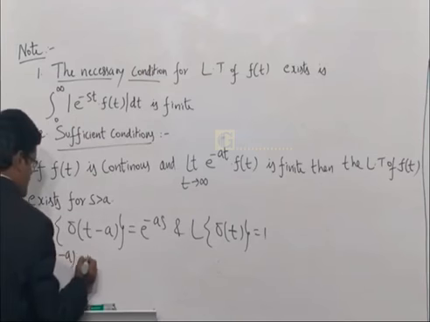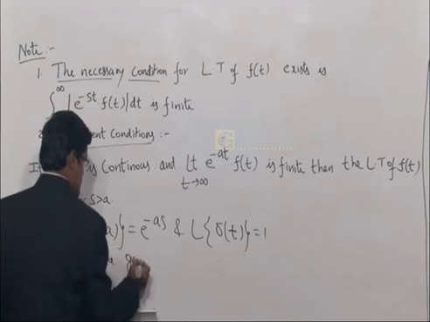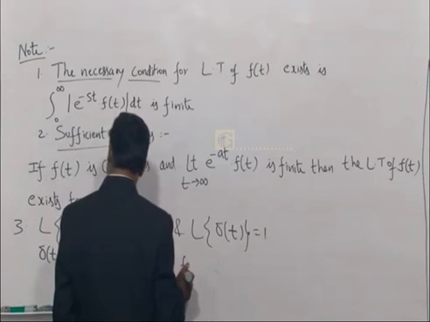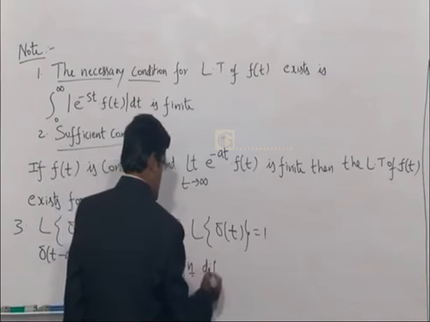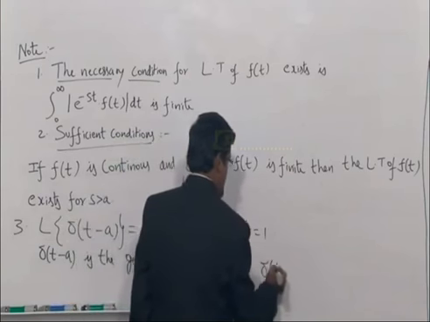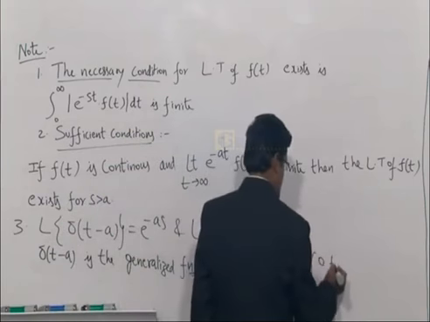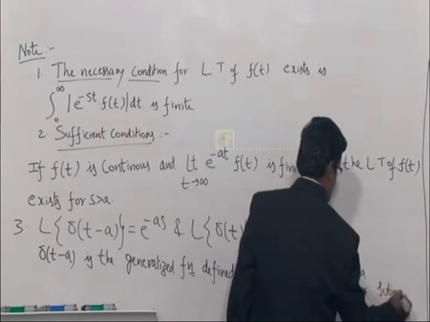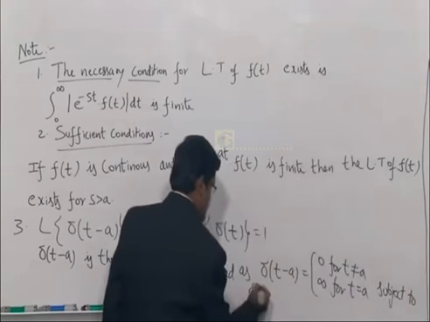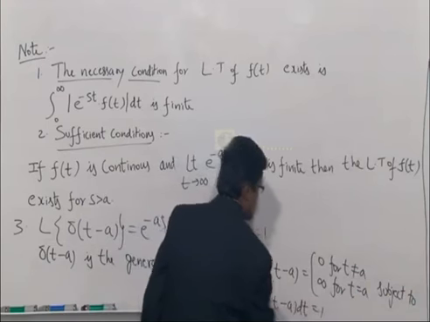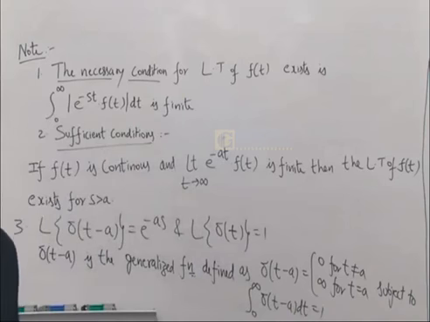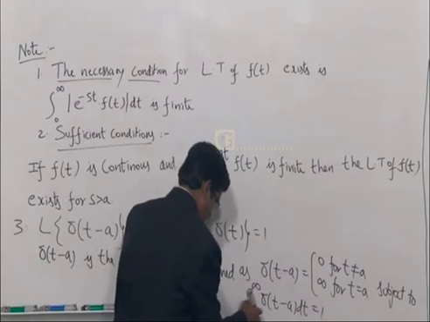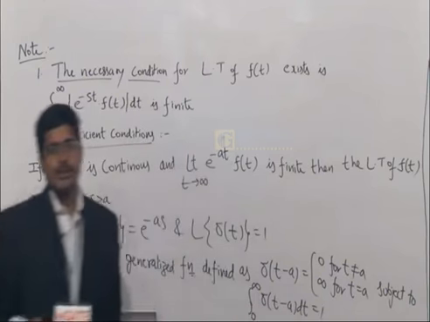Delta t minus a is the generalized function defined as: delta t minus a is equal to 0 for t not equal to a, infinity for t equal to a, subject to the integral from 0 to infinity of delta t minus a dt equal to 1 for the unilateral Laplace transform.